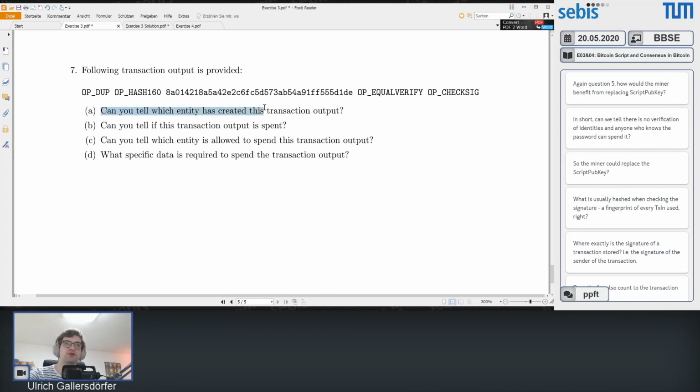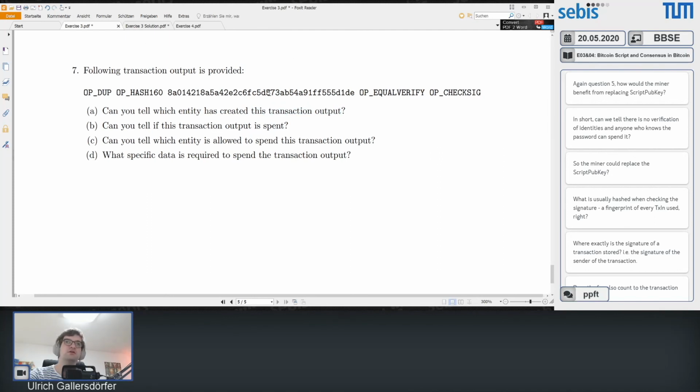Question A: can you tell which entity has created this transaction output? The transaction output is basically where we want to send the money. Anyone who can solve this script receives the money. So can we tell who created this transaction output? No, because we do not see the respective transaction input. We do not know the overall transaction. This is just a part of the transaction, and we need to see the other half, the transaction inputs, to see who spent the money or who created this transaction output.